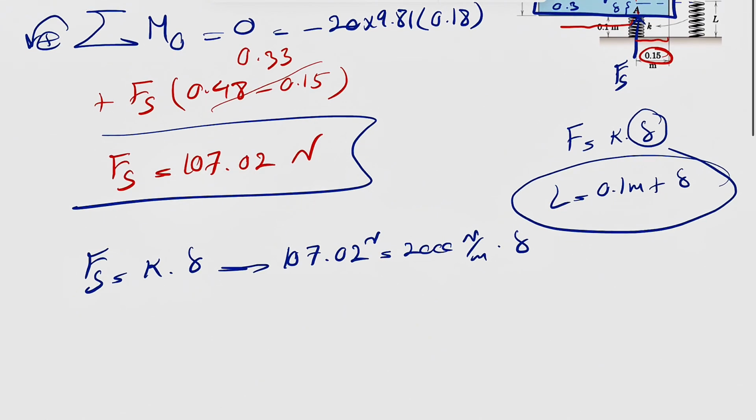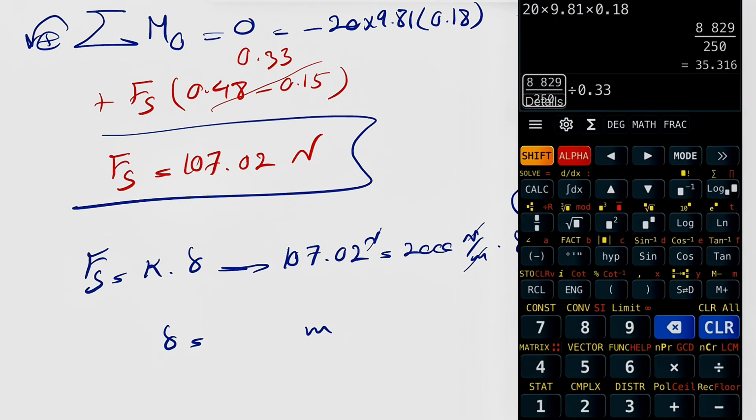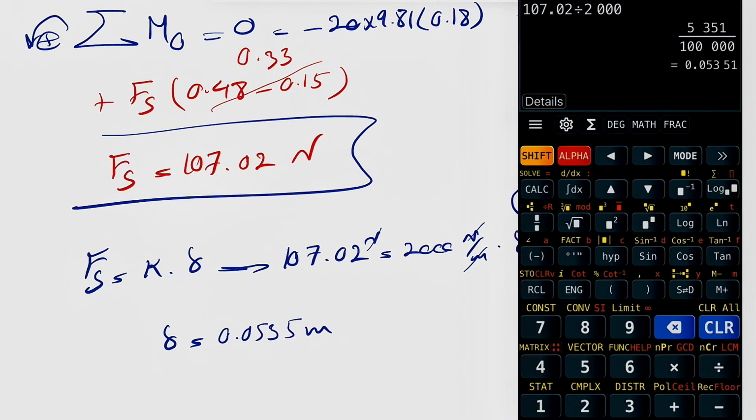times the displacement. So our displacement would be, so we're going to get it in meter because that way we can cancel out this meter with this one. So we're going to have that number that we found. 107.02 divided by 2000, which is going to give us 0.05035 meter. And if we just multiply this by 1000, we're going to get 53.5, and we're going to get it in millimeter.